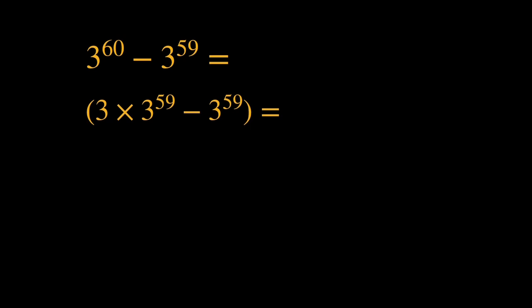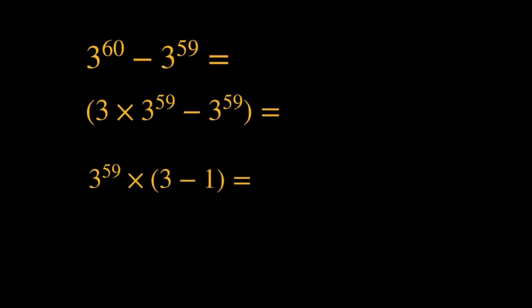Step 2. Rewrite the expression. Let's rewrite the original expression using this. 3^60 − 3^59 equals 3 times 3^59 minus 3^59. Now both terms have a common factor, 3^59. Step 3. Factor it out. When both terms share the same factor, we can factor it like this: 3 times 3^59 minus 1 times 3^59 equals 3^59 times (3 − 1).